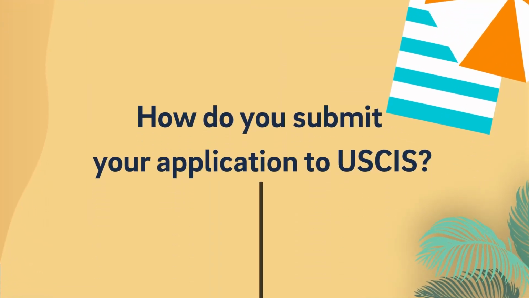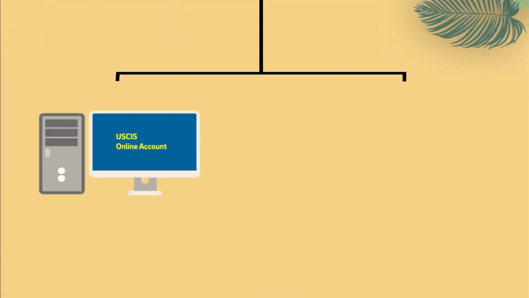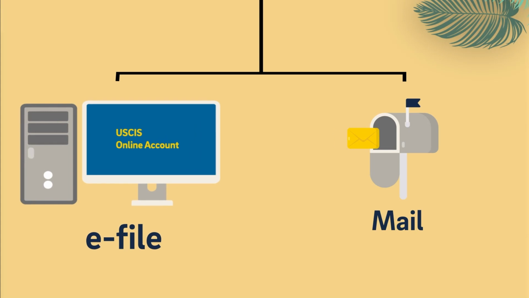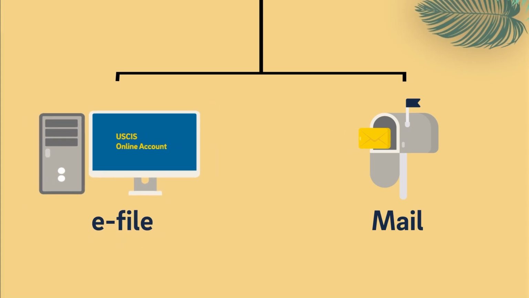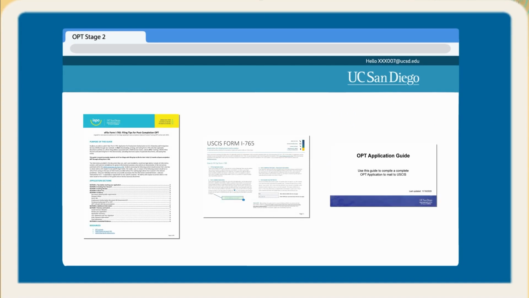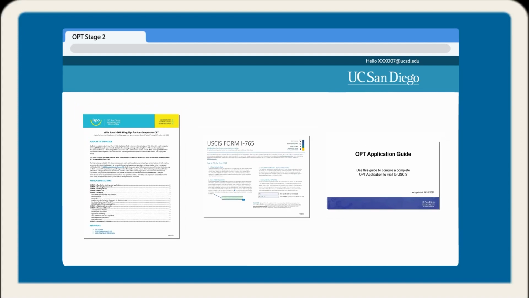There are two ways that you can submit your OPT application to USCIS. You can either e-file through an online USCIS account, or you can mail your application to USCIS. You must choose one option. You should not send an application through the mail and e-file online at the same time. Once you decide how you would like to submit your OPT application, you can review our guides on our Stage 2 website. We have a guide that walks you through the online application and two guides that help you through the mailing process.